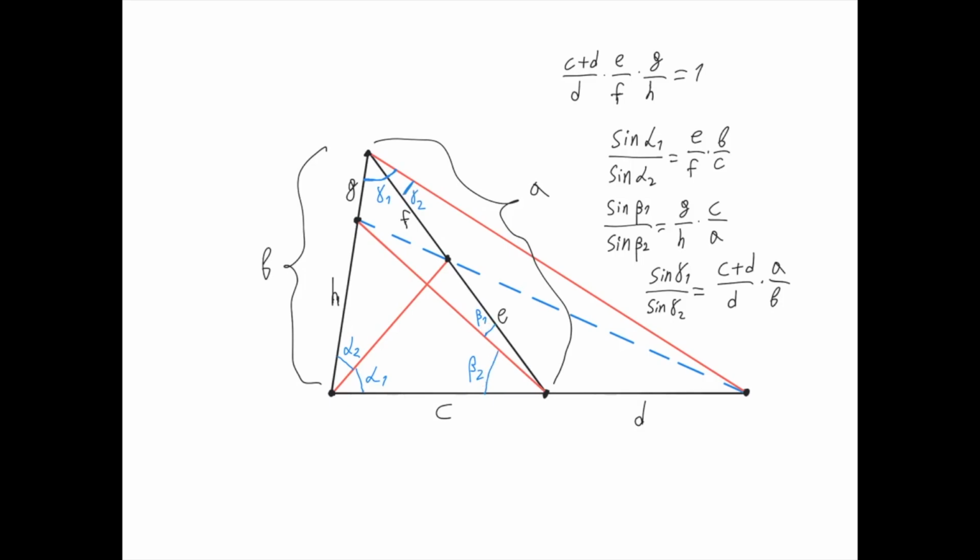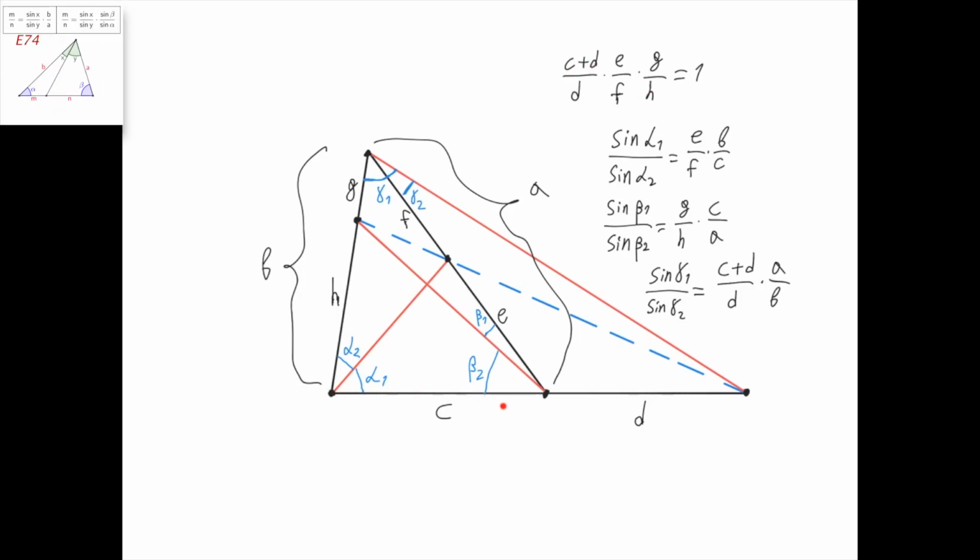We can prove the equivalence of these statements by just showing that sine of alpha 1 over sine of alpha 2 times sine of beta 1 over sine of beta 2 times sine of gamma 1 over sine of gamma 2 equals this expression right here. From the law of sines applied to this triangle and to this triangle, we get that sine of alpha 1 over sine of alpha 2 equals e over f times b over c, as given here.